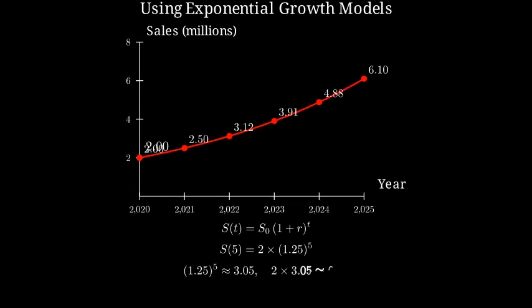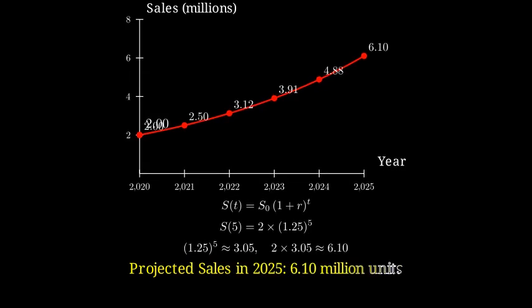Now, let's compute 1.25 to the fifth power. 1.25^5 is approximately 3.05. Multiply that by 2, and we get about 6.1 million units. Therefore, our projection for year 2025 is about 6.1 million units sold worldwide.